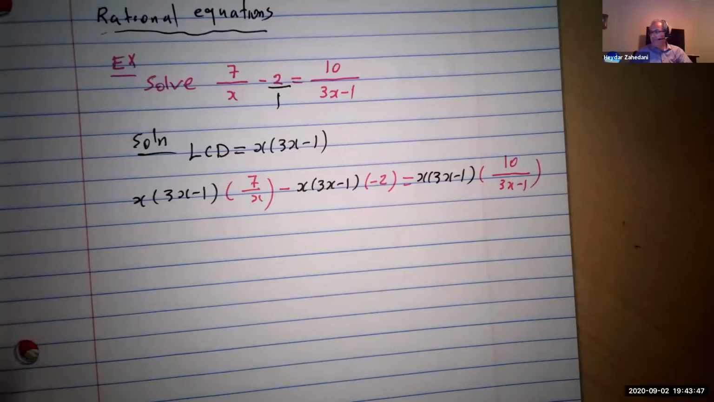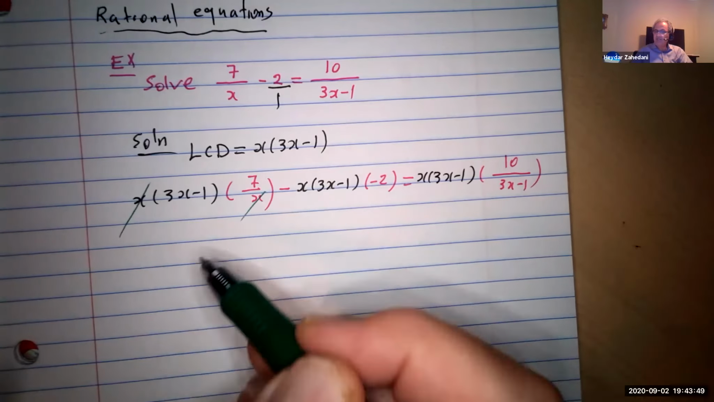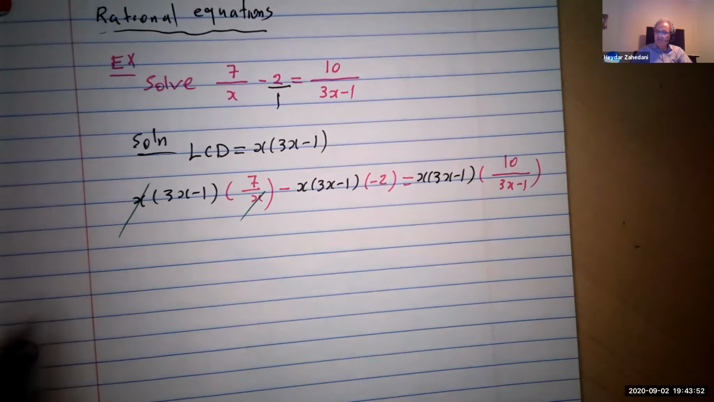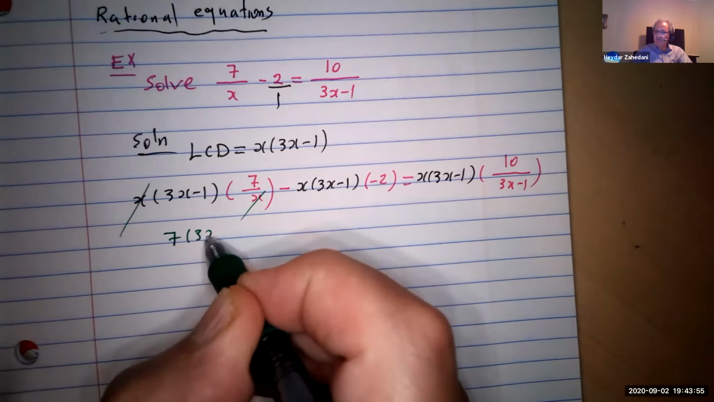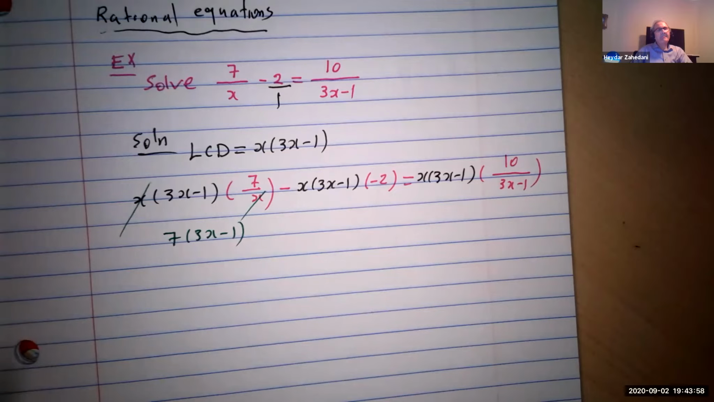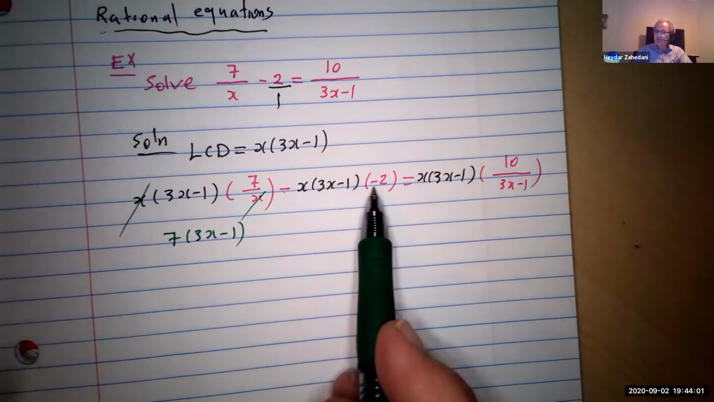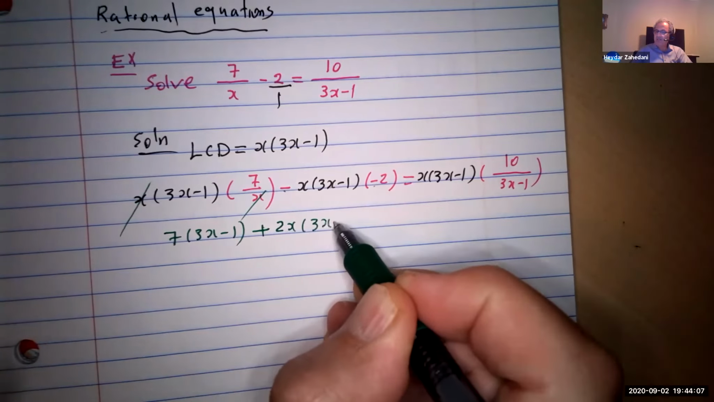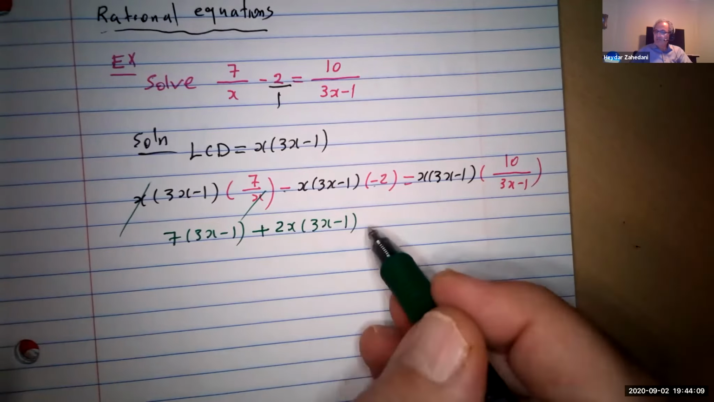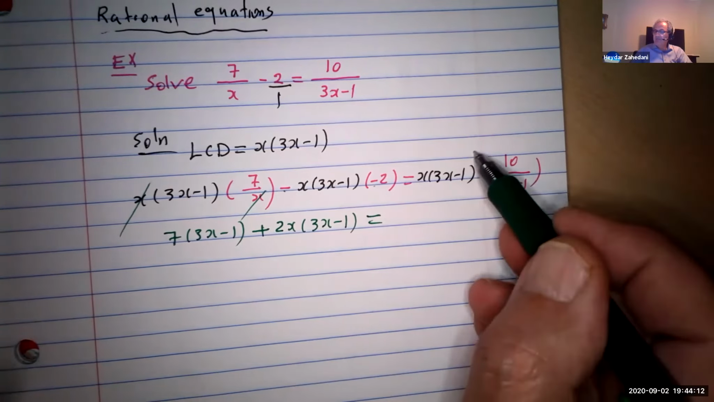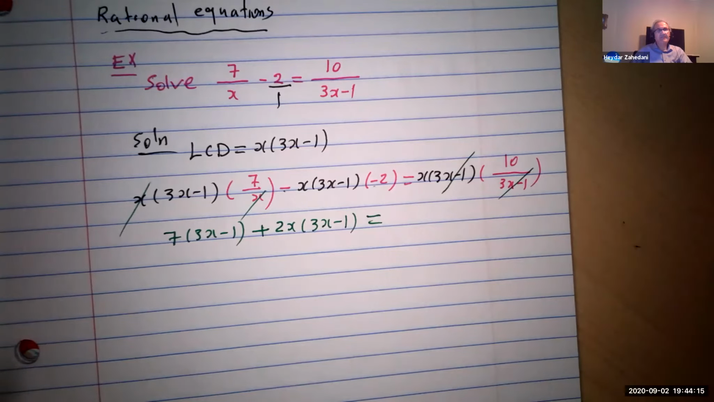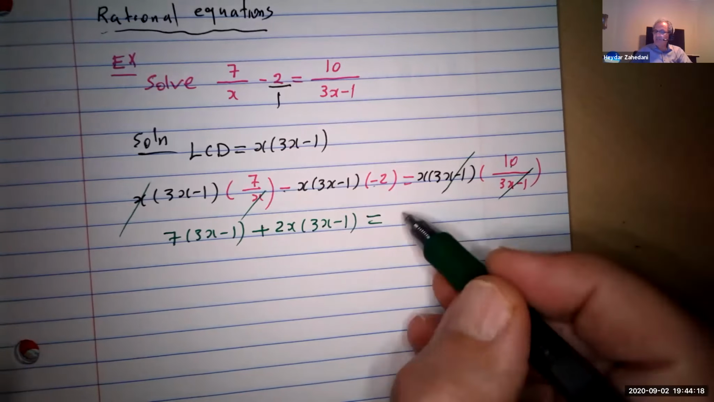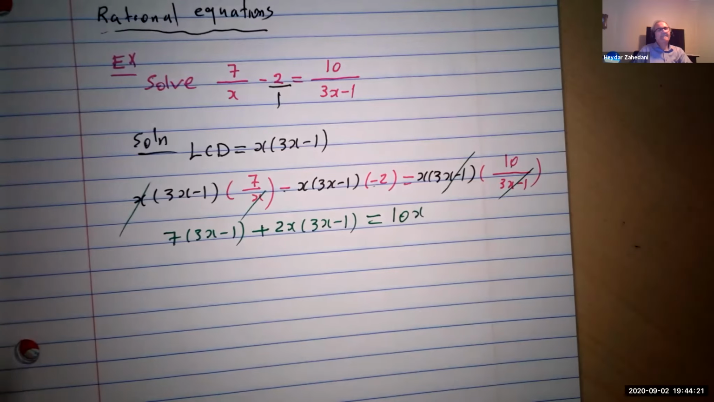You see this x and x would cancel out. So the leftover is going to be 7 times 3x minus 1. The next one, nothing to simplify. So it's a negative, negative, positive. So it's a positive 2x times 3x minus 1. We go to the other side. We simplify: 3x minus 1 and 3x minus 1 cancel out. So the leftover is going to be 10 times x, which is 10x. Any question? So we cleared the fractions out.